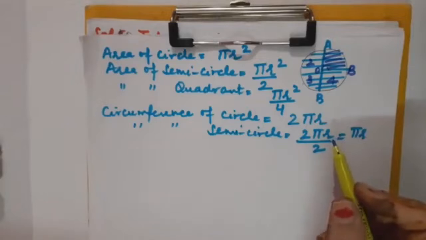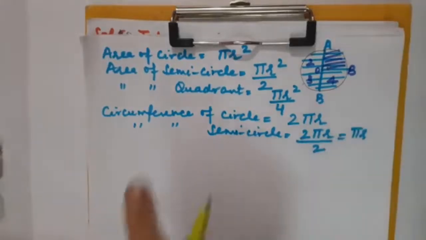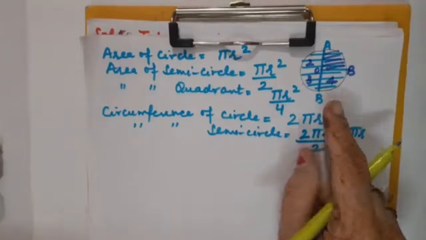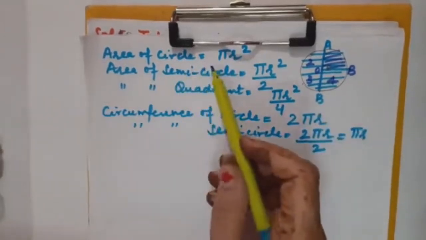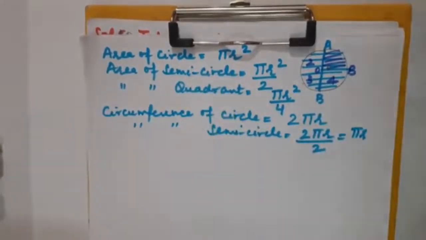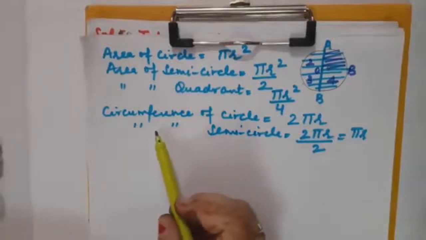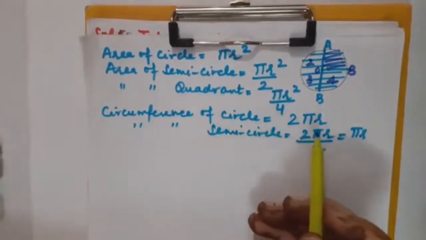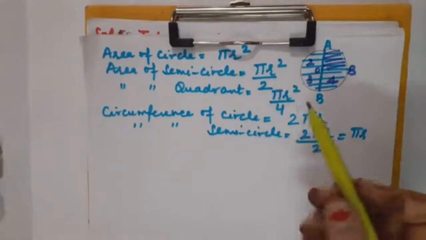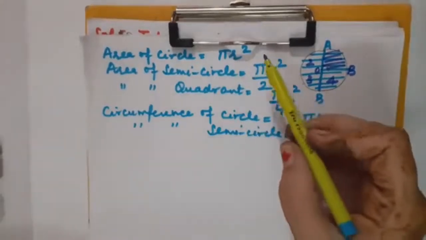Children, basically for these formulae there is no derivation, but definitely through activities it will be taught when you are taught lab manuals. Fine? Otherwise, children, you know how the area of circle was derived through activity. How did we calculate the circumference of the circle through activity? That you know very well.